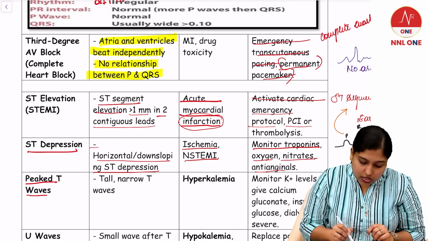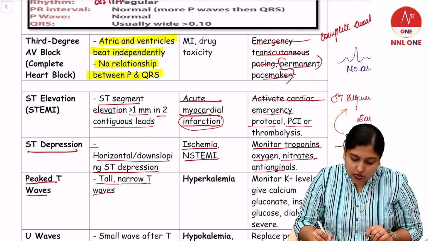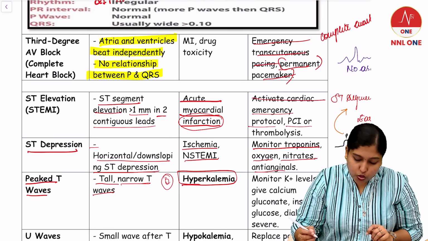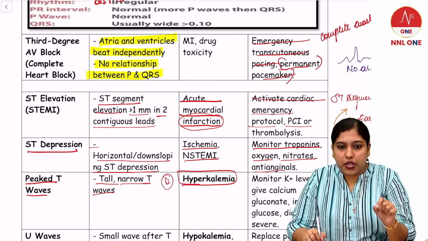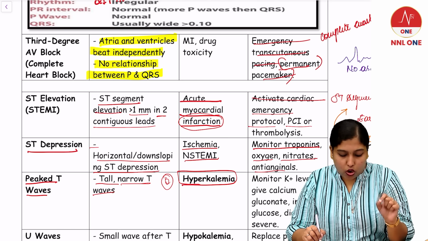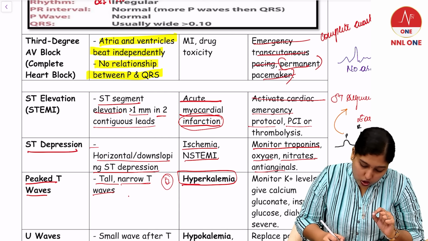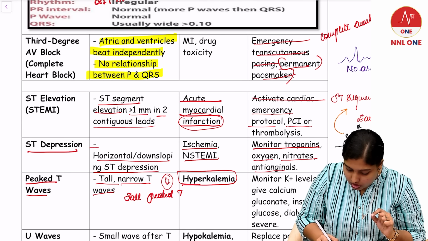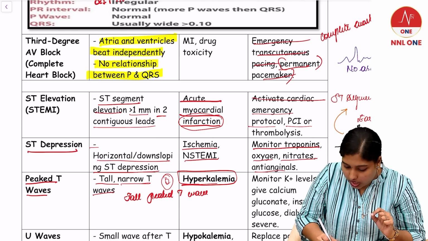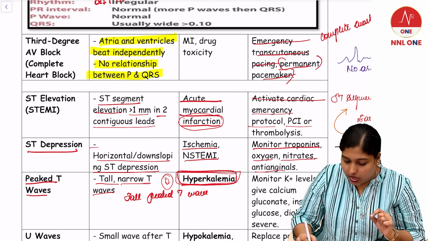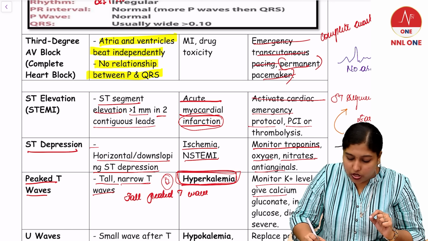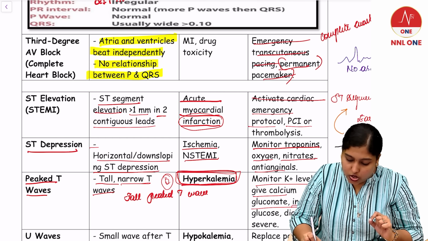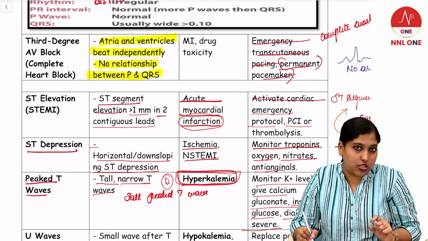Next, we have the peaked T waves, tall, narrow T waves, which are seen in hyperkalemia. This is the most important point whenever you have a question with tall peaked T waves: it is always seen in hyperkalemia. You have to monitor the potassium level and administer calcium gluconate to reverse the hyperkalemia state, and insulin plus glucose plus dialysis if the case is very severe.